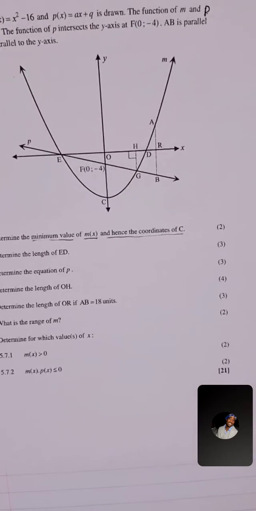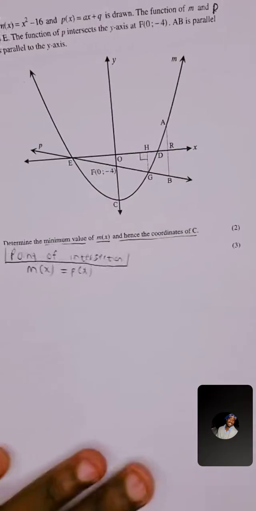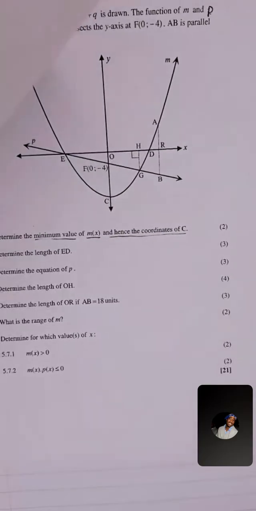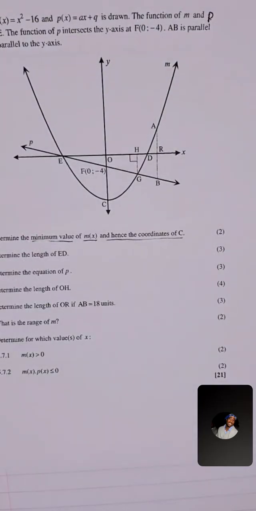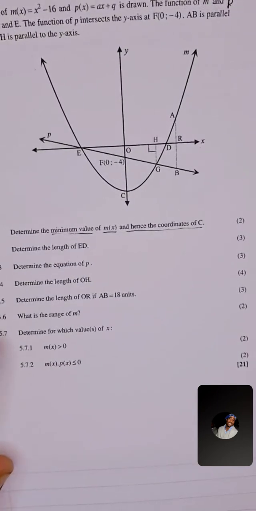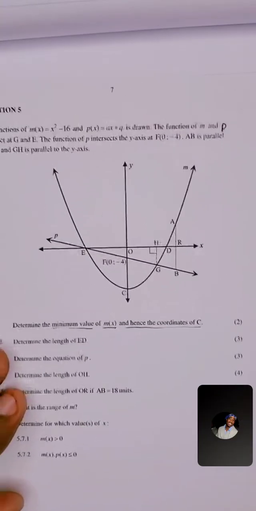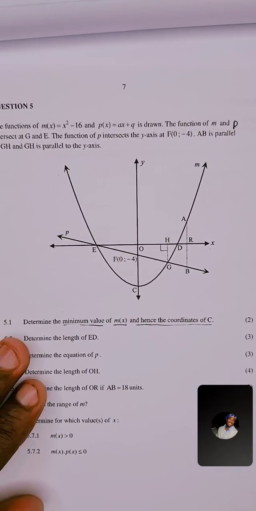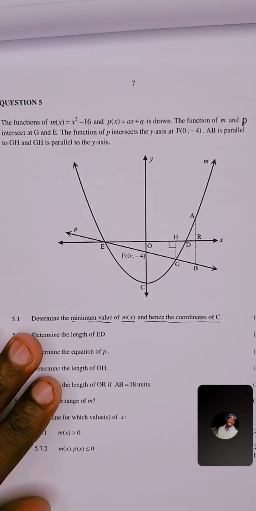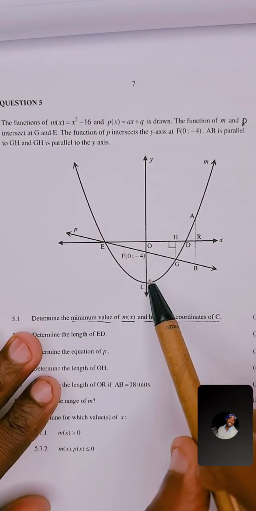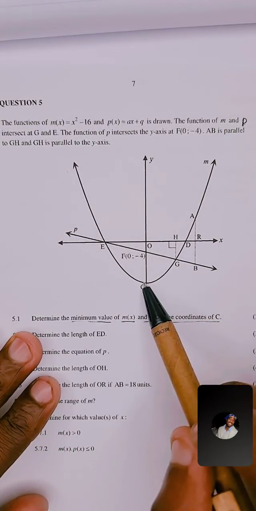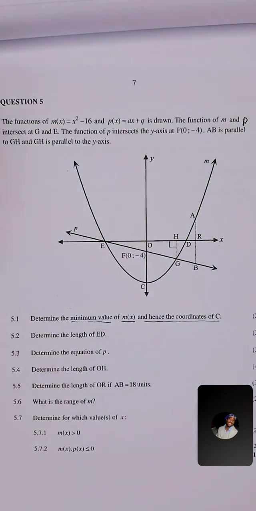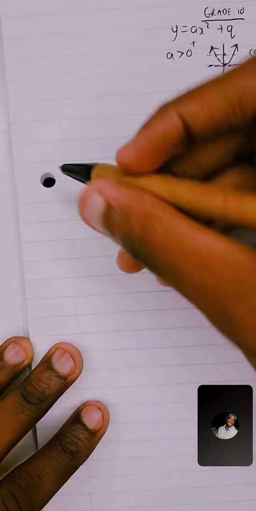So we go back to the question that they were asking you. Determine the minimum value of m of x. How do we get the minimum value of m of x, as we've just explained? You said we need to find the y-intercept, at C, the y value. So what do we do in order to find the value of the y-intercept? We let x equal to 0. Exactly. So you can go ahead and do that, and I'm sure you'll be able to get the answer.